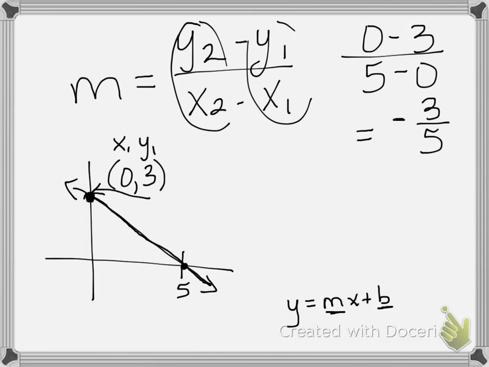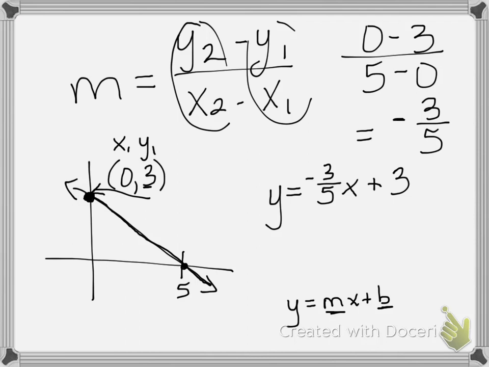It crosses the y-axis at this point 0, 3. So I can write my equation: y equals negative 3/5 x, that's my slope times x, plus the y-intercept. At what point does it cross the y-axis? Up here at 3. So my equation is y equals negative 3/5 x plus 3.